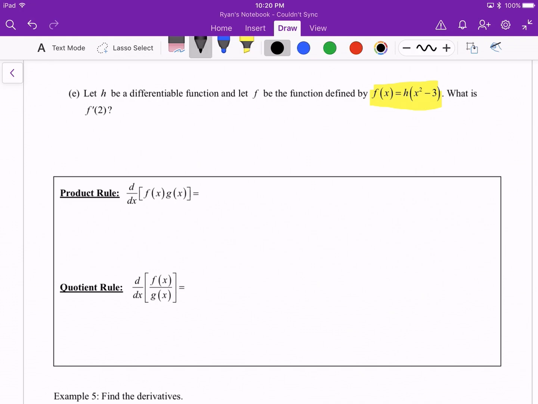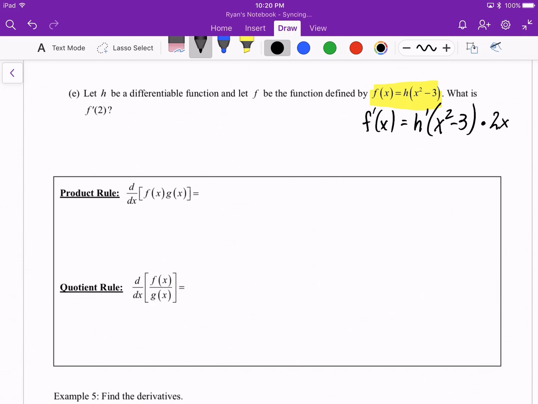Well, if I take the derivative here, this is a chain rule problem because x squared minus 3 is inside of h of x. Okay, so f prime of x is going to equal the derivative of the outside, which is h prime, evaluated at the inside, which is just x squared minus 3, and then multiplied by the derivative of the inside, which is 2x.